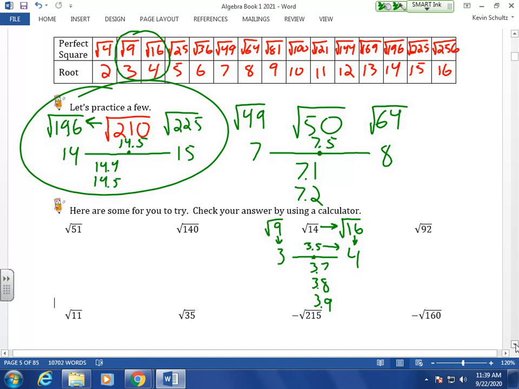How do you show that you checked your answer? That's kind of on your honor system. It's just me telling you how you can check it. Whether or not you actually do, well.